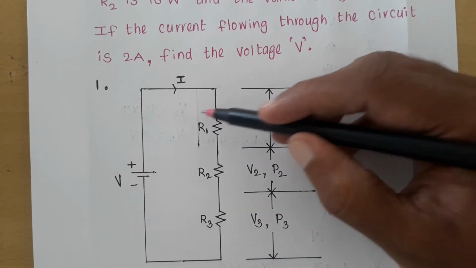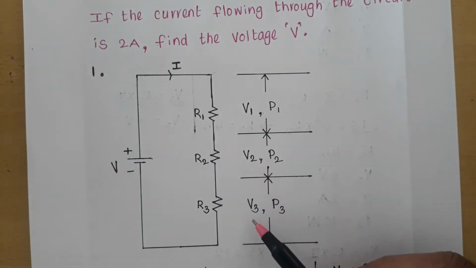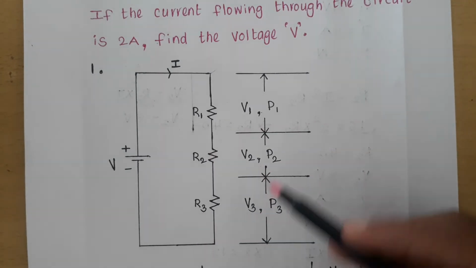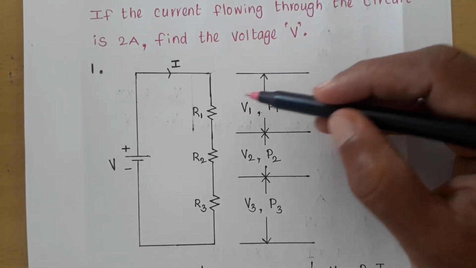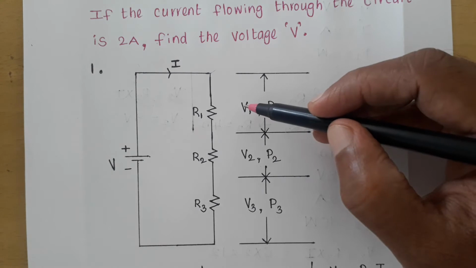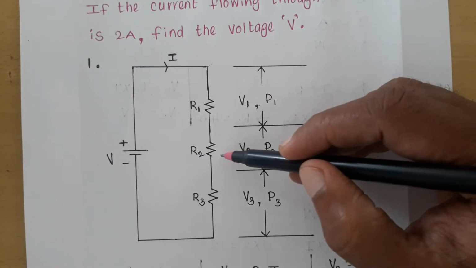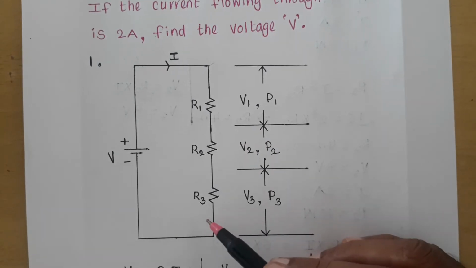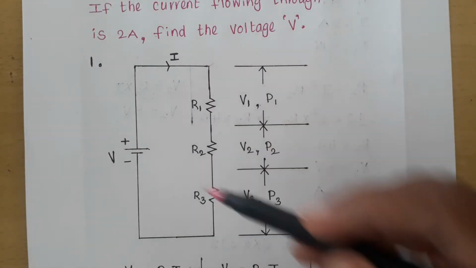So voltage across R1 is V1, voltage across R2 is V2, voltage across R3 is V3. Once there is voltage and current in the elements, there is power in the elements. Power in the element R1 is P1, P2 is the power in R2, P3 is the power in R3. Now let us write the relations among these terms.